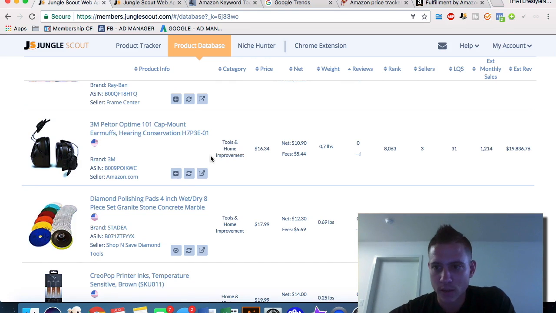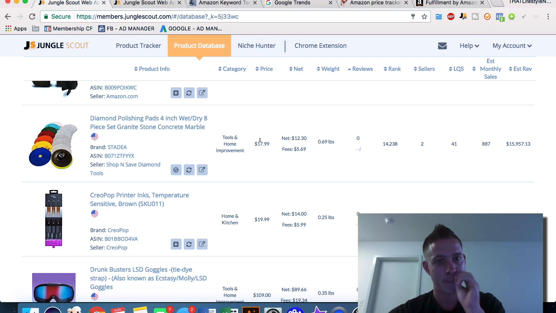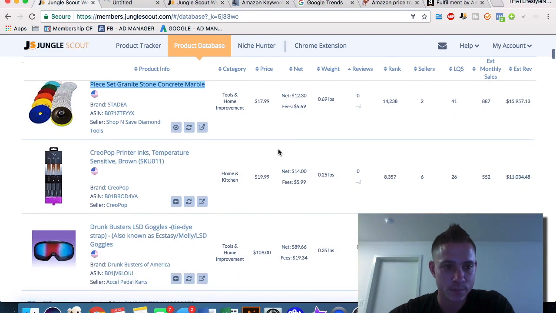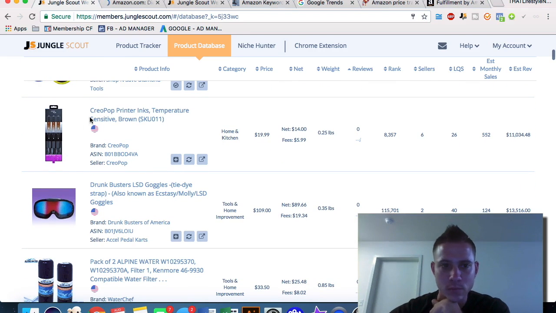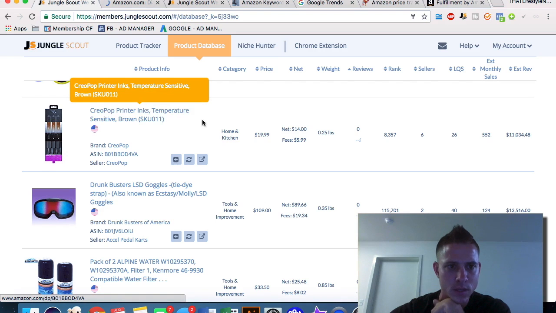So cat mount earmuffs, it's 3M, very recognizable brand. Diamond polishing pads, it's definitely one that's possible. Temperature sensitive, this looks like makeup to me. I'm not sure what it is. Yeah, it looks like makeup.